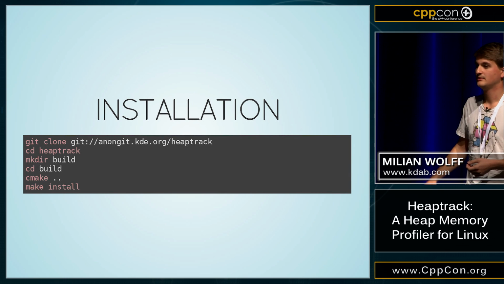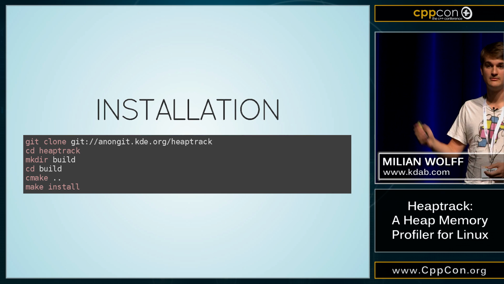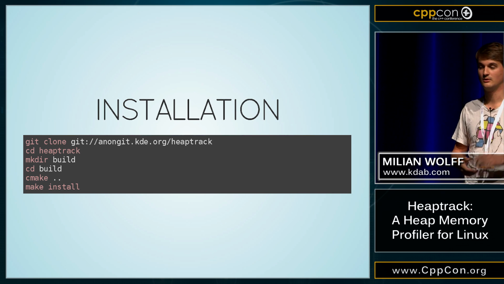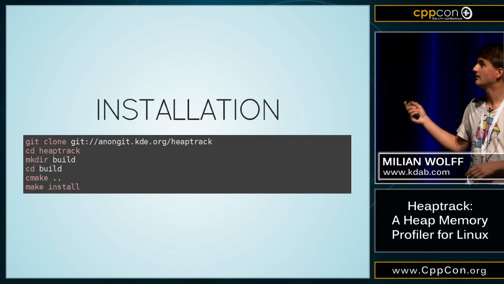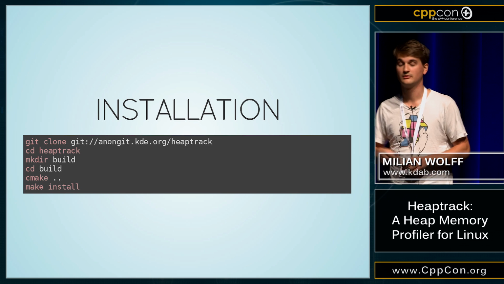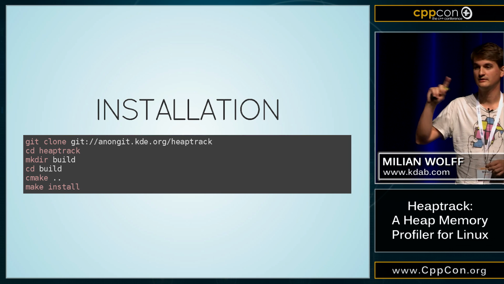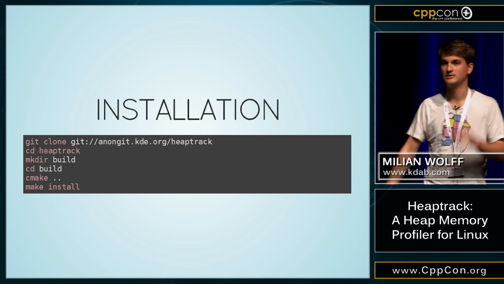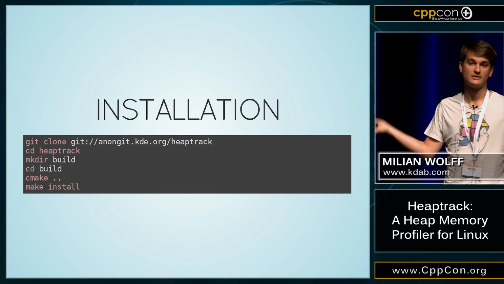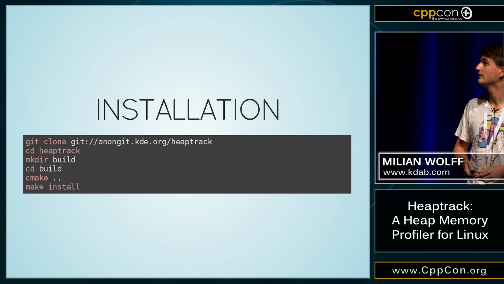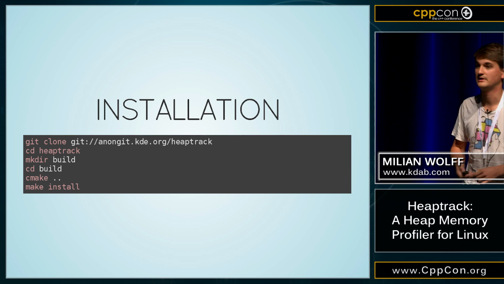Installing Heaptrack is pretty simple. Check it out, run the CMake stuff, what you would always do. Don't forget to enable optimizations, so you should probably pass -DCMAKE_BUILD_TYPE equals RelWithDebInfo or Release, because otherwise it's going to be slow, right? It's a profiler. You better install it with optimizations enabled.